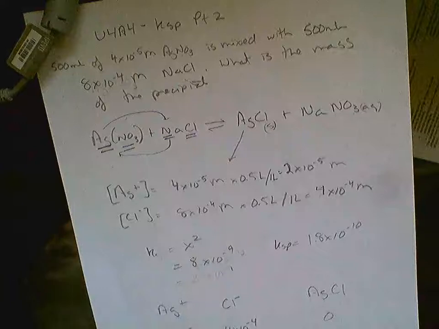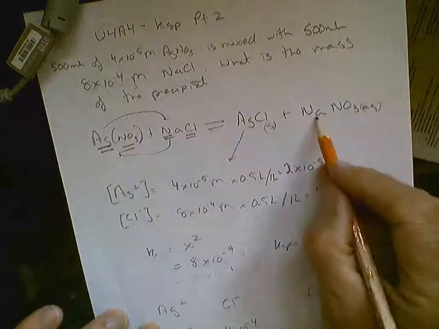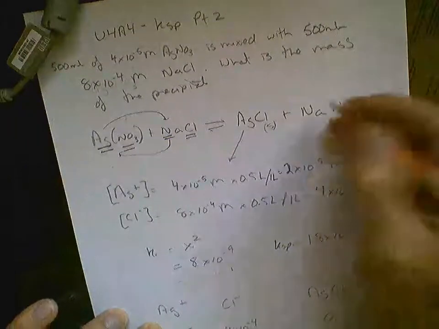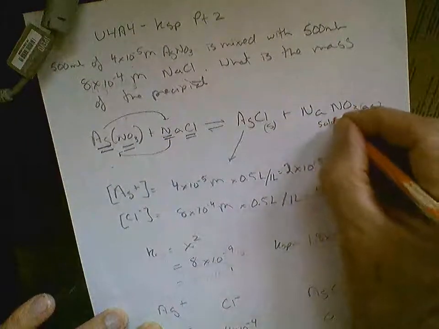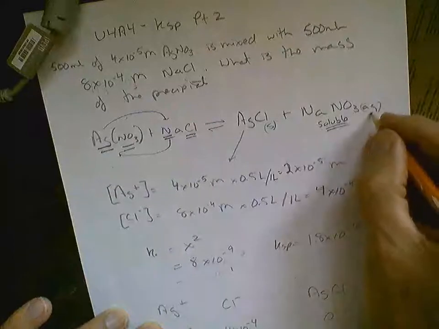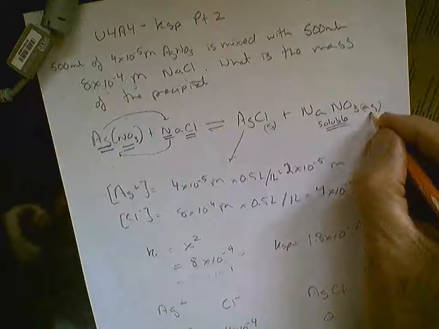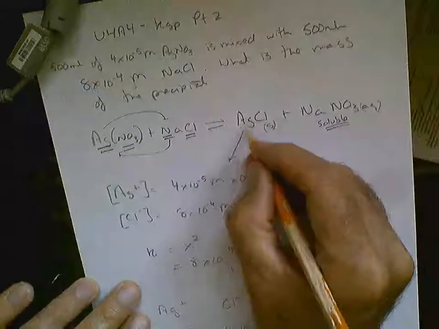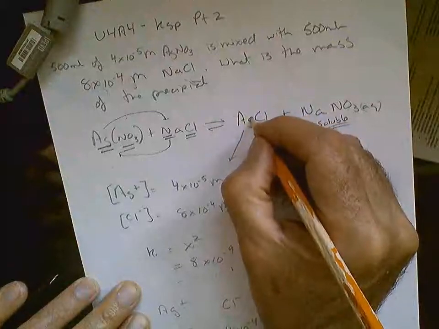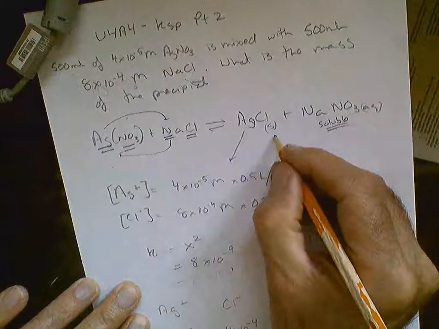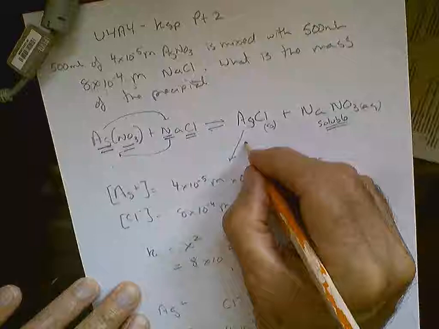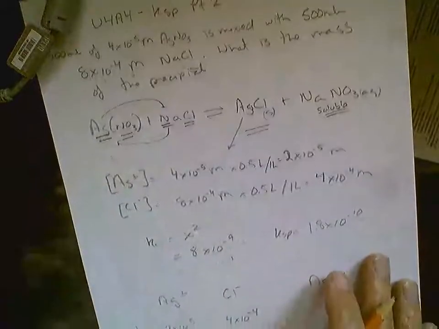One thing I would highly suggest you download is a solubility table. And what that's going to tell you is what forms a precipitate and what does not. NaNO3 is soluble, so it will not form a precipitate. It will be aqueous. Aqueous means dissolved in water. AgCl, on the other hand, is not fully soluble, or insoluble, and it can form a precipitate.